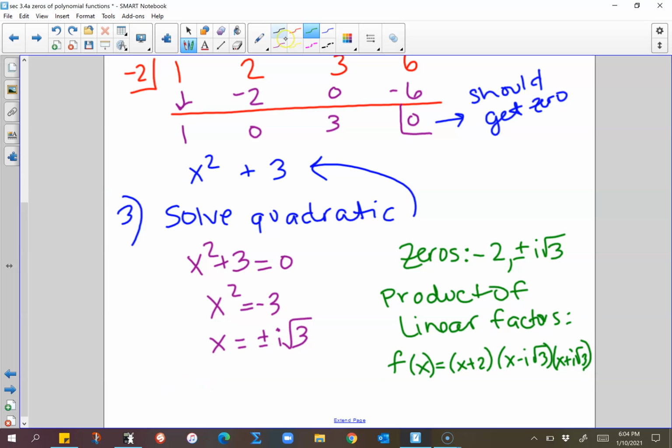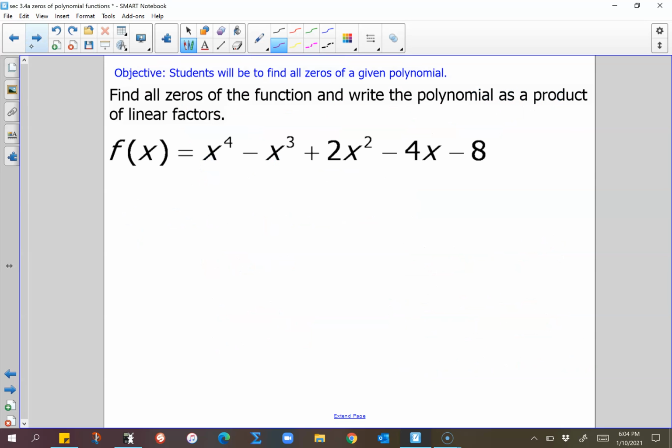So key differences in vocab. If it's zeros, you just list them. If it's product of linear factors, you have to do the equation and you do the opposite sign. She could ask it either way on a test, so just watch for that. All right, so let's do another one.